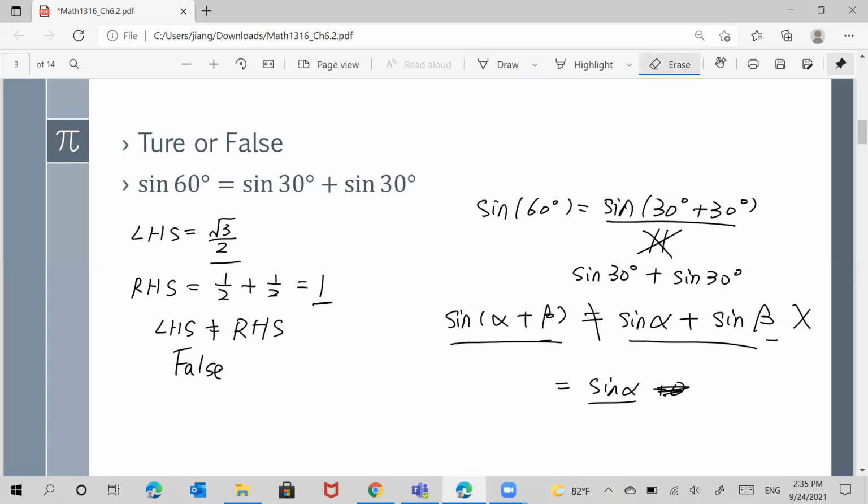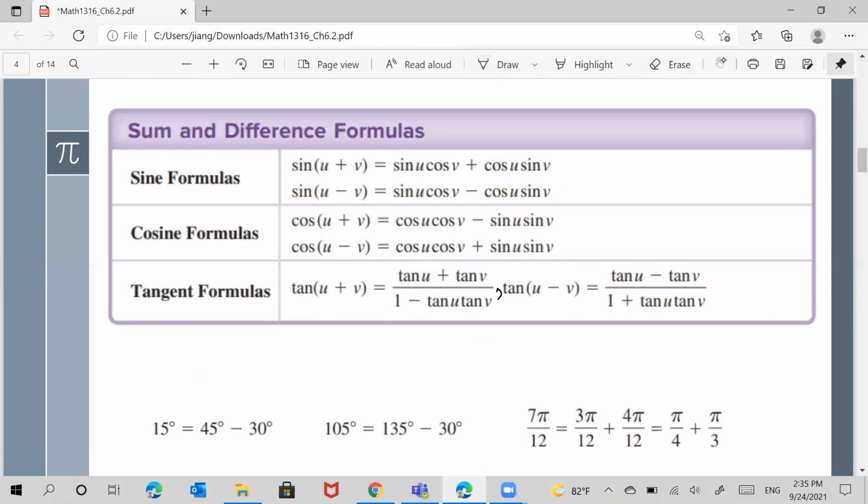Let's clean this area. Let's move on to see the next part. We need to use the formulas in this table to find the sine of the sum and difference of two angles. For example, the sine formulas: sine of u plus v equals sine u cosine v plus cosine u sine v. Please pause the video and memorize or copy down all of these formulas. Sine of u minus v equals sine u cosine v minus cosine u sine v.